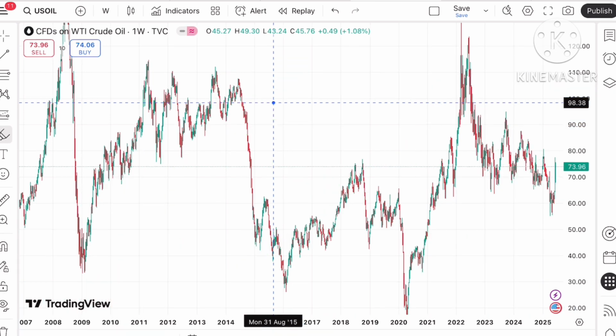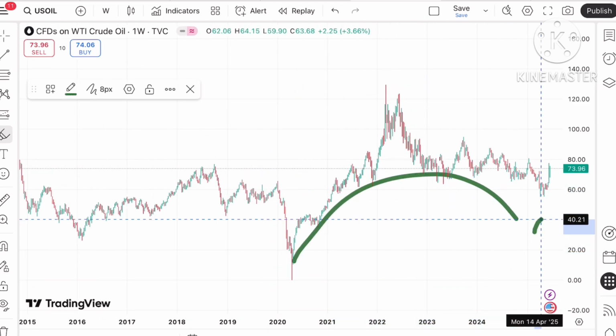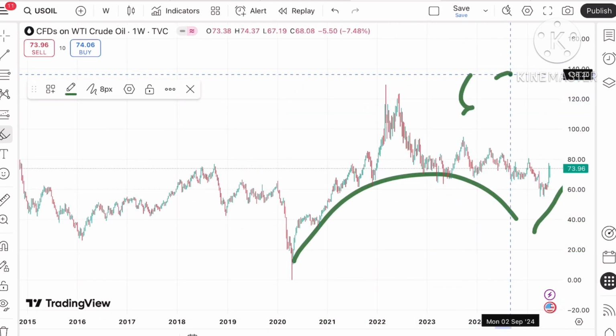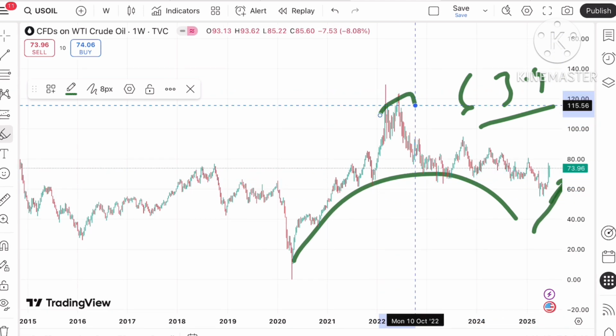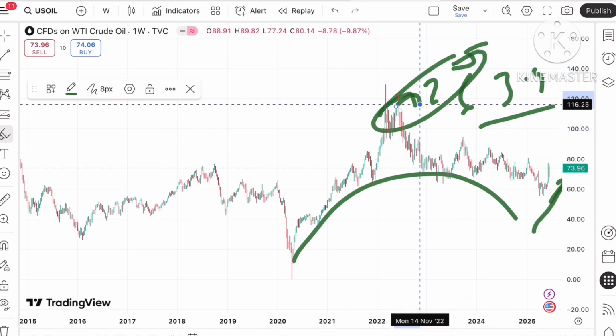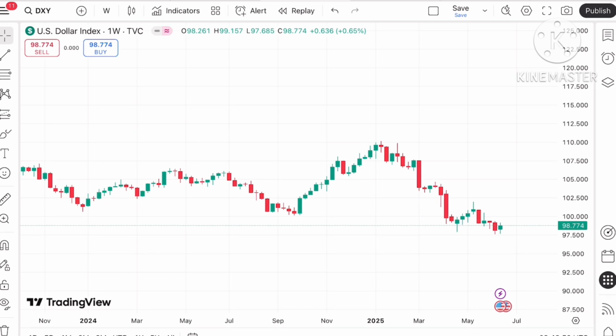Let's see how the dollar index is moving, because I have clearly explained that this particular pattern is forming. If it falls below a level of $63.9, there is a further downfall. But if the price keeps sustaining over 72.5, there is an upside movement. Coming back to the dollar index, it is now trading at a level of $98.7.